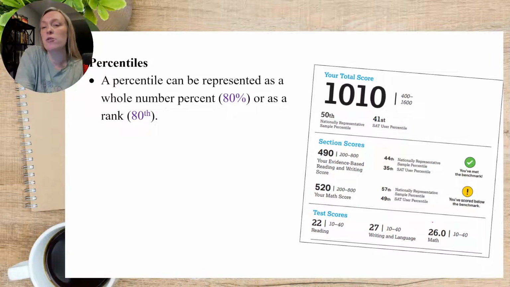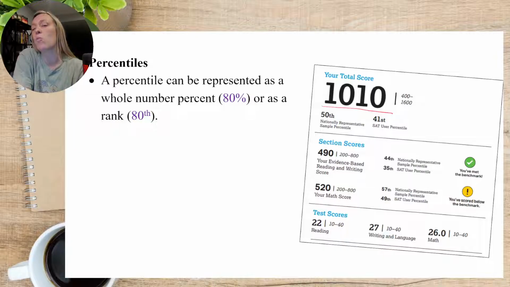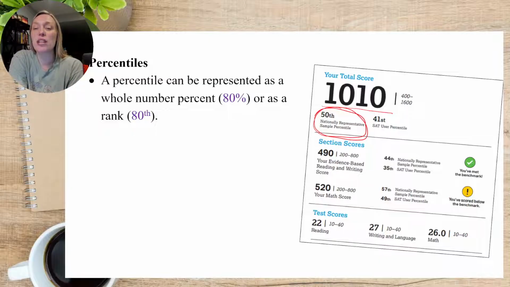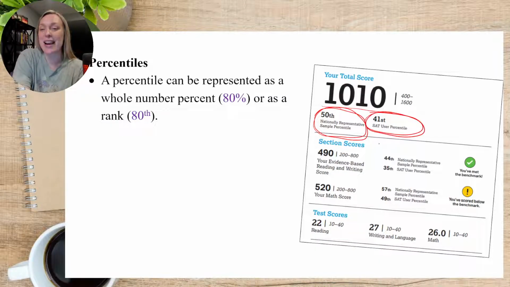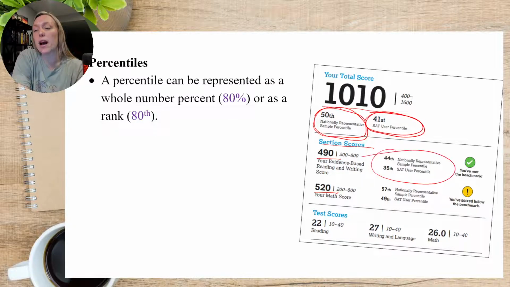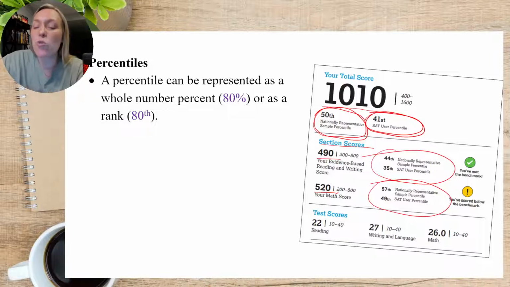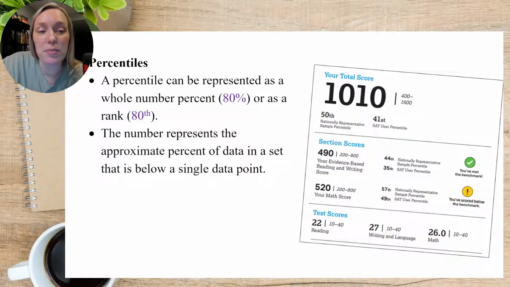So like here, if you scored 1010 on the SAT, you are at the 50th nationally represented sample percentile, or the 41st SAT user percentile. Even down based on your sections, you are given percentiles. Now, what do those percentiles mean?